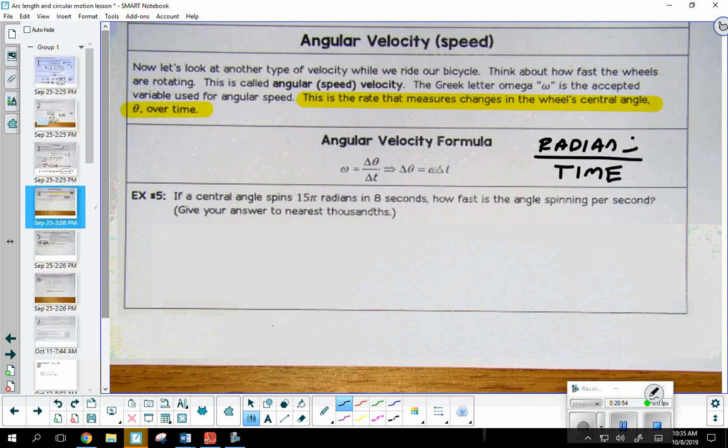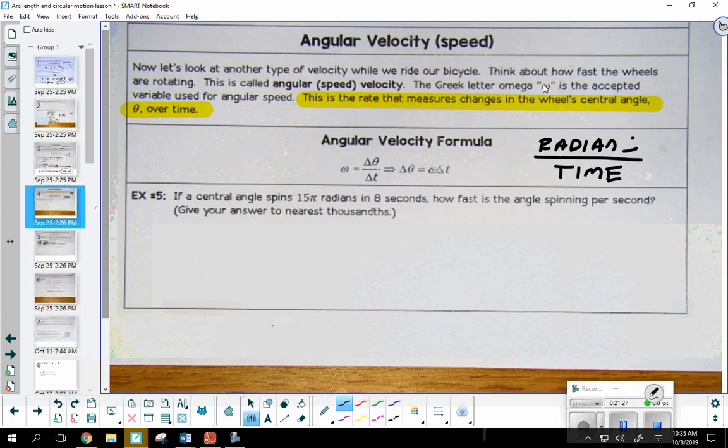This is called angular speed or angular velocity. The Greek letter omega, the curvy little w here, is the accepted variable. Remember, v is your linear speed, linear velocity. Omega, the lowercase letter, is going to be angular. Now, this is the rate that measures changes in the wheel's central angle over time. So how fast is that angle rotating with respect to time? That's what angular velocity is. It's not linear speed. Now, it's always going to be in radians per time.